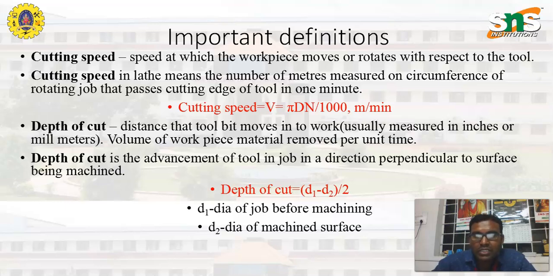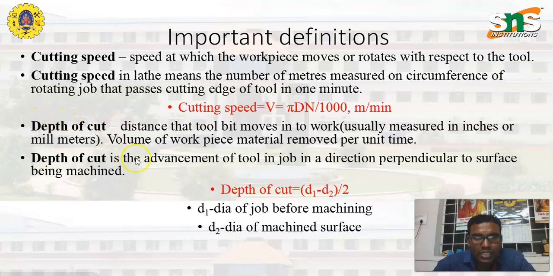Next, we will discuss the important definitions in manufacturing technology. What is the cutting speed? It is the speed at which the workpiece moves or rotates with respect to the tool. The other definition of cutting speed in a lathe is the number of meters measured on the circumference of the rotating job that passes the cutting edge of the tool in 1 minute. The formula of cutting speed is V equal to pi dn divided by 1000 meter per minute. D is the diameter, n is the number of revolutions.